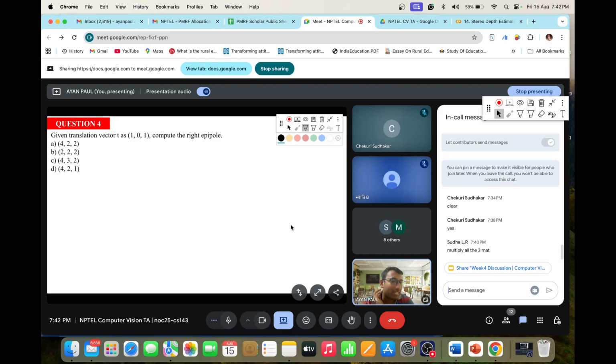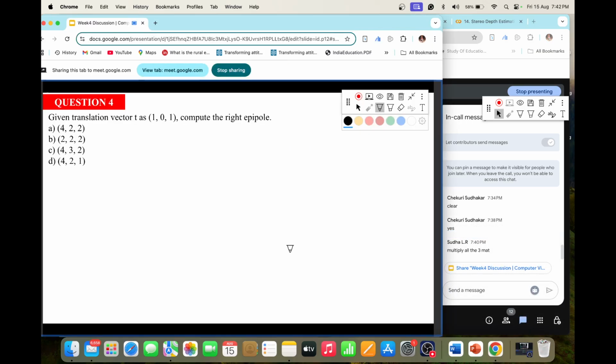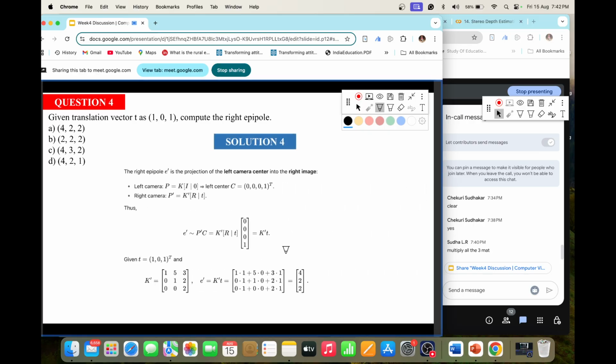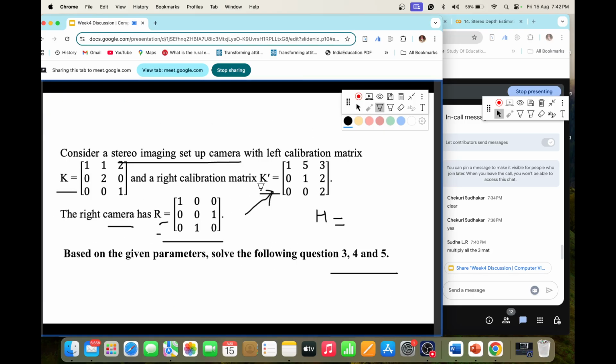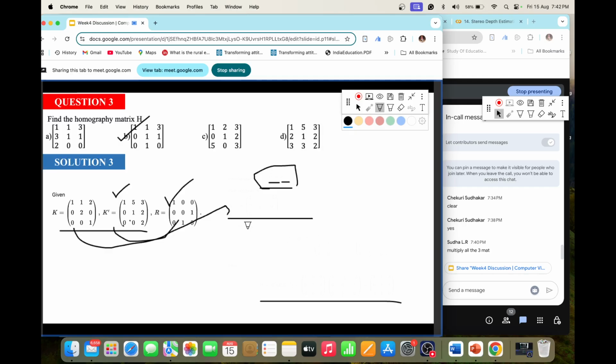E dash is P dash C, right? Yeah, E dash is P dash C. So P dash C is okay, but how can we compute P dash? P dash is not given, right? What is given? We are given K dash and R is given, right? And now we are also given T. So K dash [R|T] is nothing but your P dash.